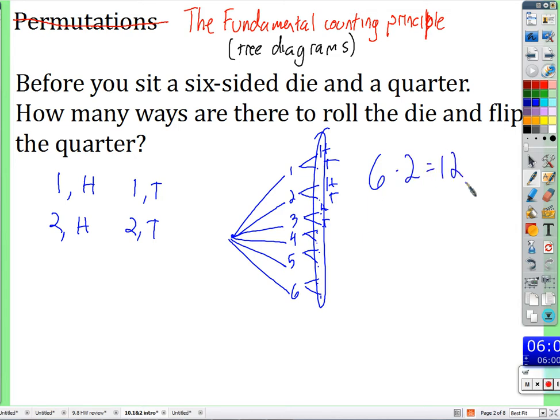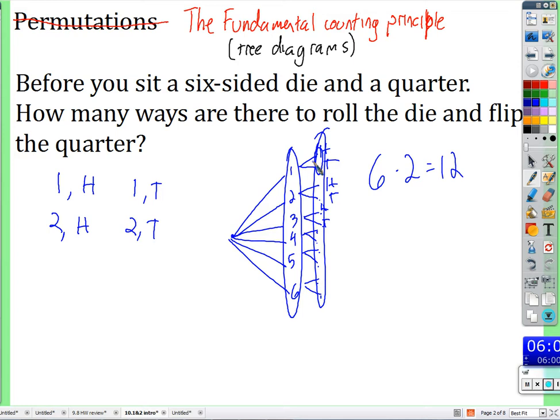Have you guys ever done that before? You multiply: they can have this many ways times this many ways. Well, that's the fundamental counting principle. You take the number of ways the first event can happen, times the number of ways the second event can happen, times the number of ways the third or fourth or fifth or sixth event can happen, and you get all the different combinations, all the different ways that this can happen.